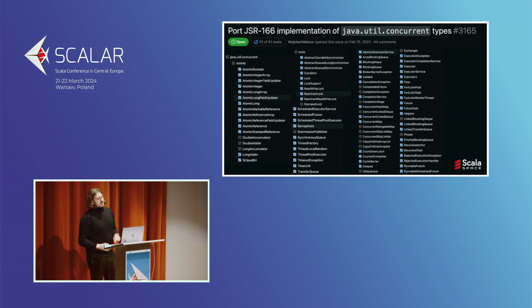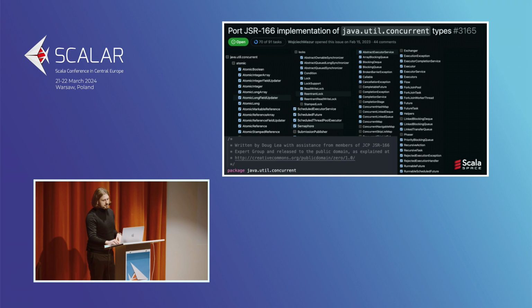When it comes to Java concurrent, we have most of the stuff. There are around 90 classes and utilities defined in there. We have currently ported around 70 of these, and the remaining ones will be added soon.